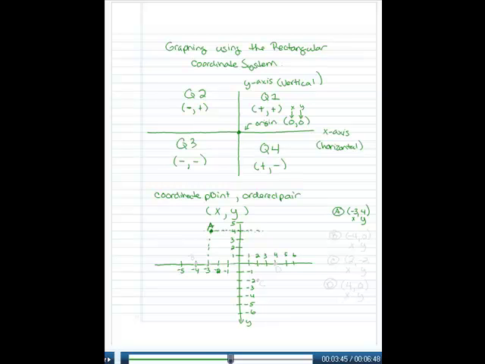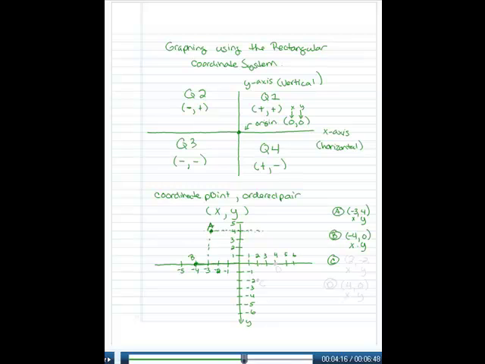Let's try another one. Let's try -4, 0. I'm going to label that point B. -4, 0. So that means on the x-axis I'm going to go to -4, and on the y-axis I'm going to stay on 0. So this means I'm going to go to the x-axis, and I got 1, 2, 3, 4. So I'm on -4, and since y is 0, I'm not going to move up or down. That's label B.